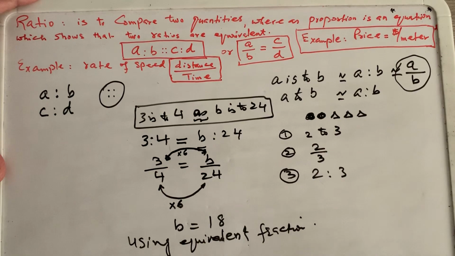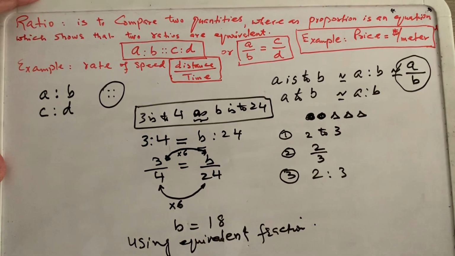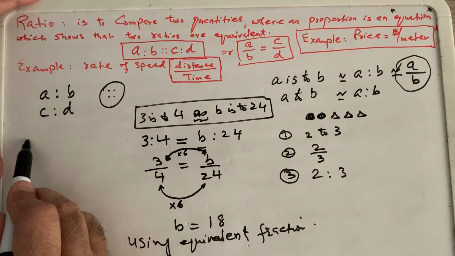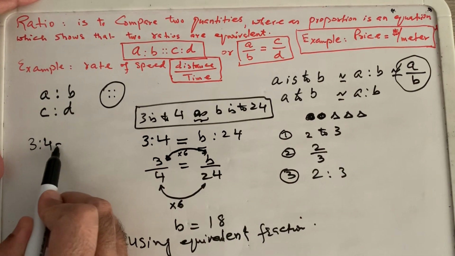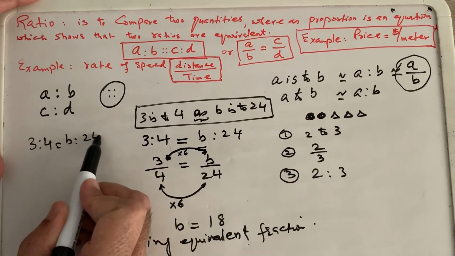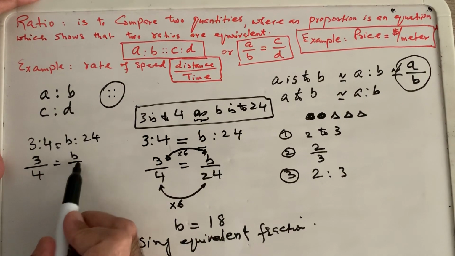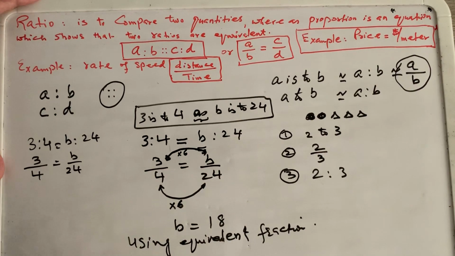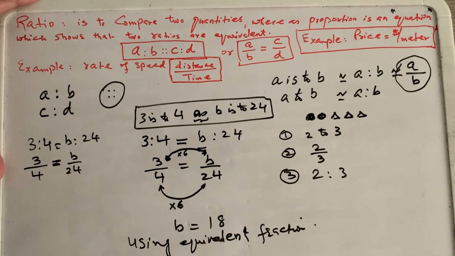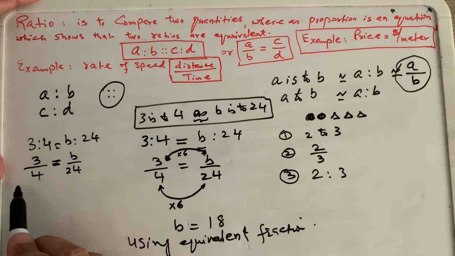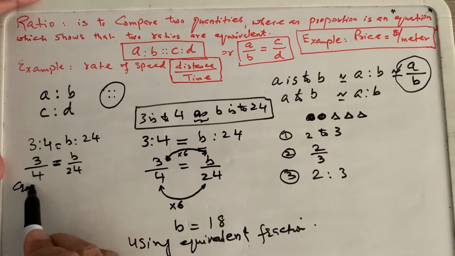The other method is called isolating K or isolating B, whatever variable is here. So my variable is B, so I have to isolate it, right? So I will isolate it here. 3:4 is equal to B:24, and then we can write in fraction 3/4 is equal to B divided by 24. Now I have to isolate B. To isolate B, the method I will use is called cross multiplication.